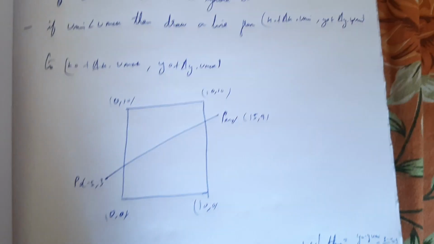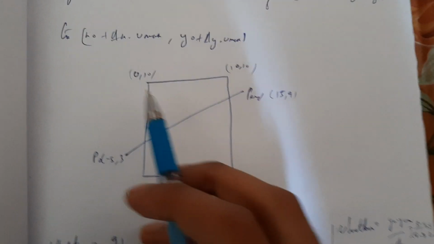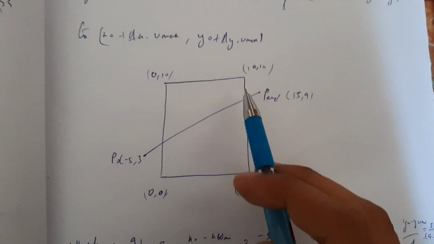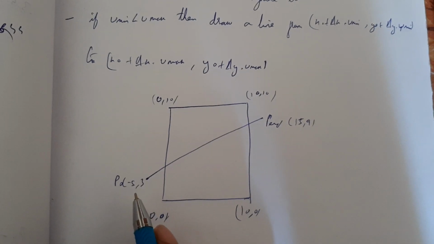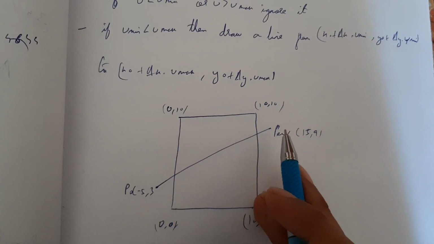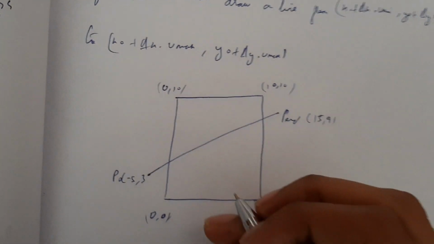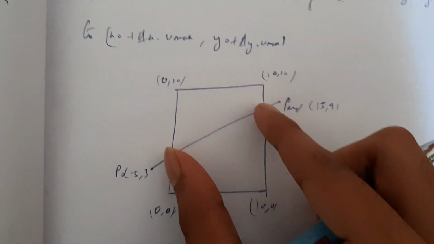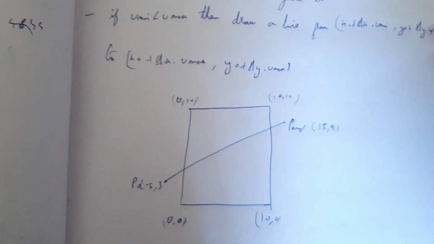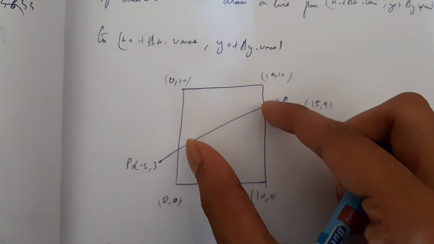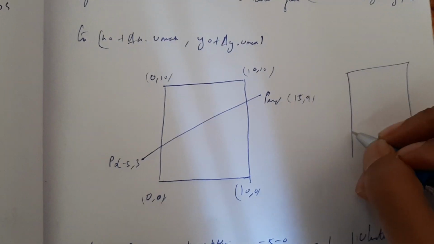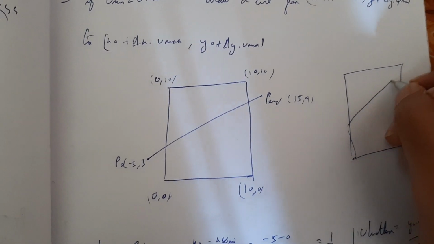Now for example, we can consider this line. Here we can see the window with corners 0, 10, 10, 10, 0, 0, 10, 0. This is the window, this is the line, from minus 5, 3 to 15, 9. Now obviously, as discussed, you can guess what we want. We just want this part over here. We don't want the other parts, and we want a formula to calculate it so that we just consider these points and ignore the other points. So basically, your output will be somewhat like this. We won't consider these points.